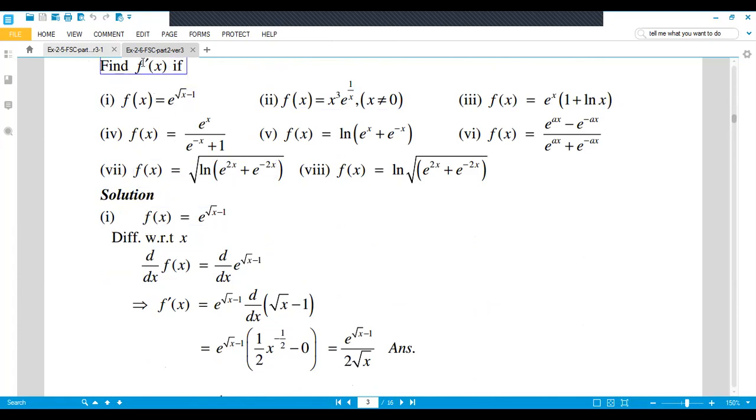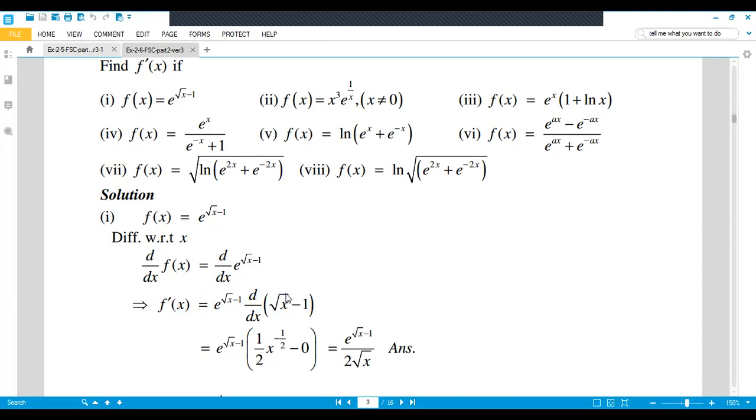f of x, f bar means first derivative. f of x is equal to e power under root x minus 1. You know that, students, the exponential function's derivative stays as it is, and then we take the derivative of the exponent. So the derivative of e power under root x minus 1 is e power under root x minus 1, and further the derivative of under root x minus 1.